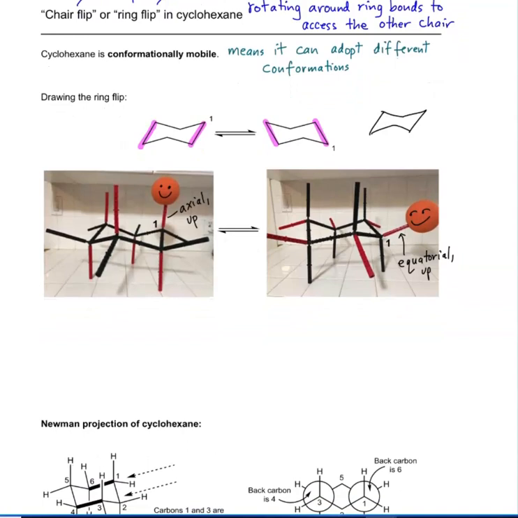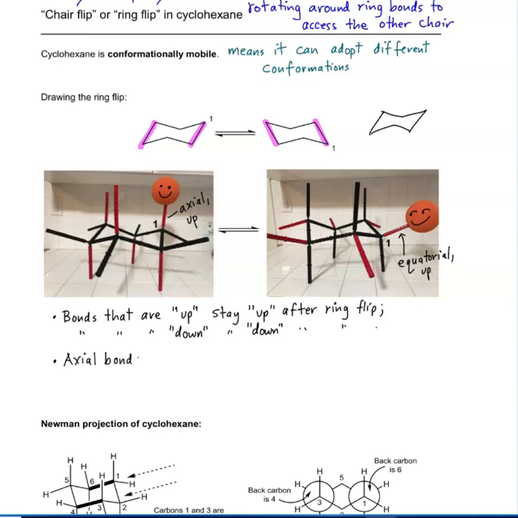So here's the deal. First of all, the 2 chairs are converting because of rotation around all of the carbon-carbon single bonds in the ring. Okay, so there's that. But the other thing is that bonds that are up stay up after the ring flip. So if a bond is up, it's up. It's not going to change to down just because the ring flips. So a bond that's up stays up, and a bond that's down stays down. So up stays up, down stays down. However, axial bonds become equatorial bonds. And equatorial bonds become axial.